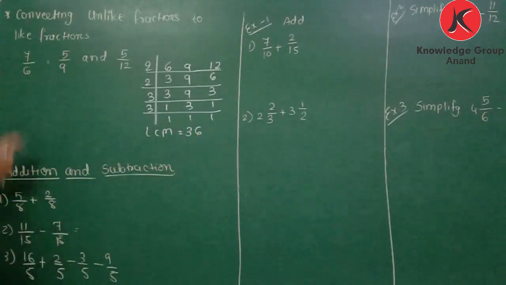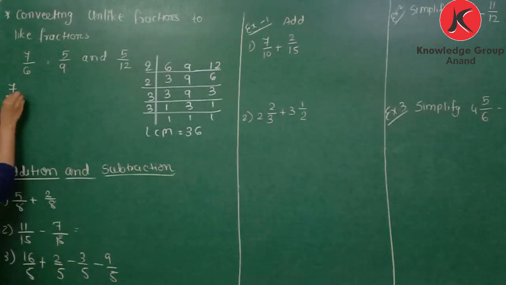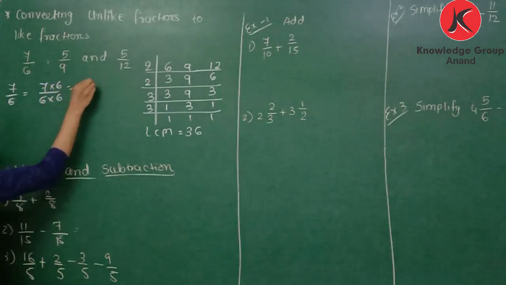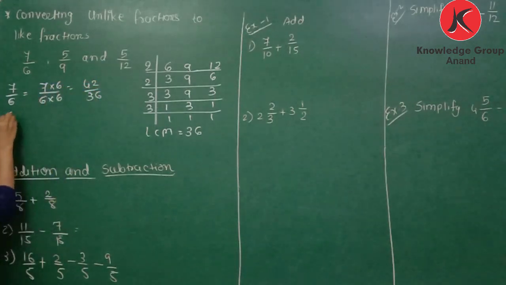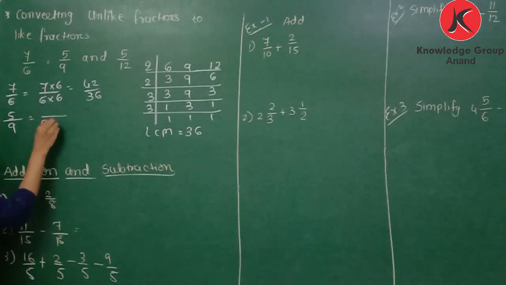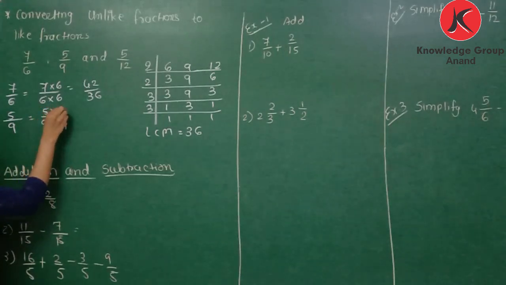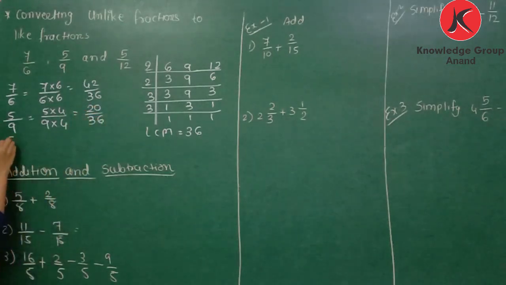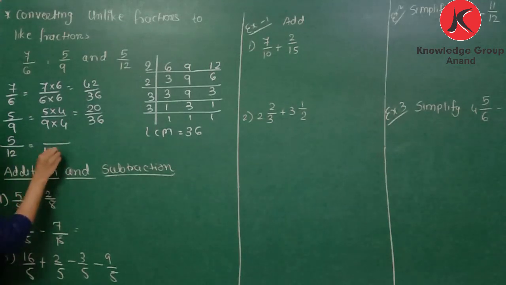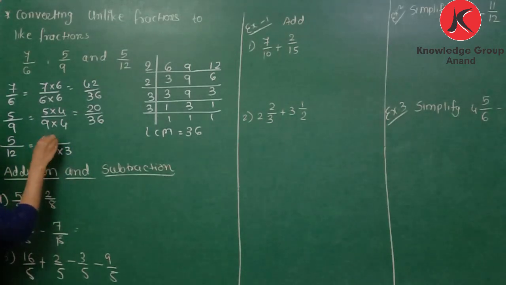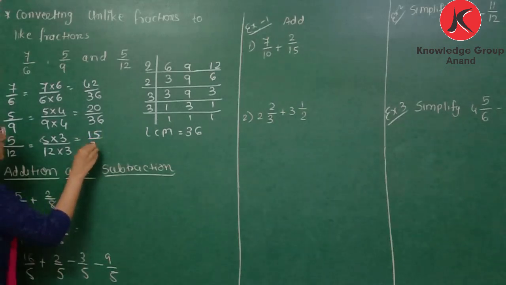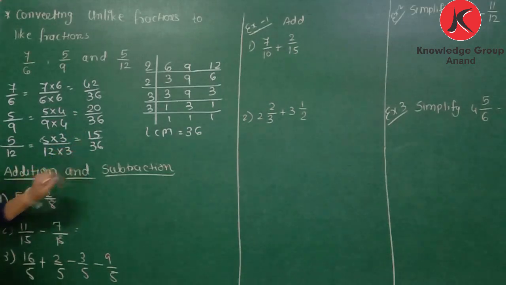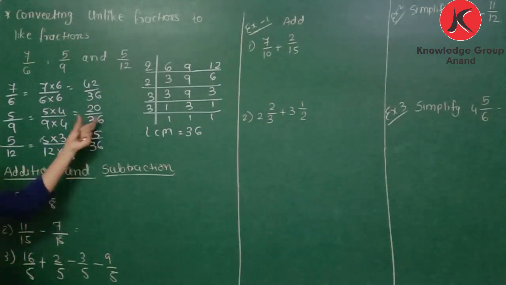Clear? Now here we need to make 7 by 6 with denominator 36. So 6 is multiplied with 6. So it is 42 by 36. 5 by 9. So 9 is multiplied with 4 to get 36 in the denominator. So the same in the numerator, 20 by 36. 5 by 12. So 12 is multiplied with 3. So 5 is also multiplied with 3. 15 by 36. Now these 42 by 36, 20 by 36, 15 by 36 are like fractions because the denominators are the same.